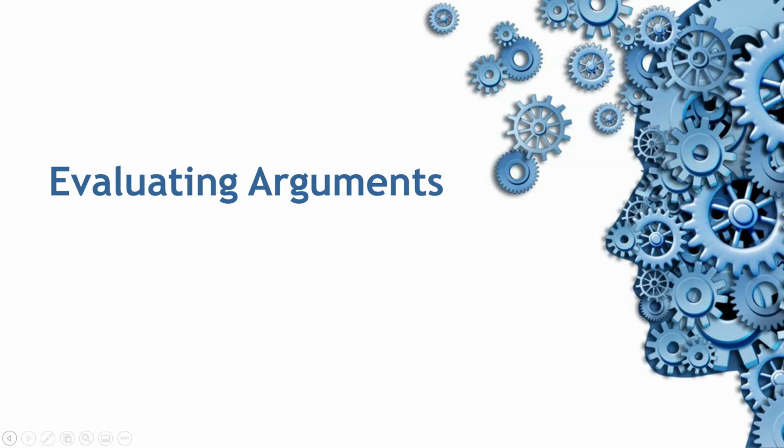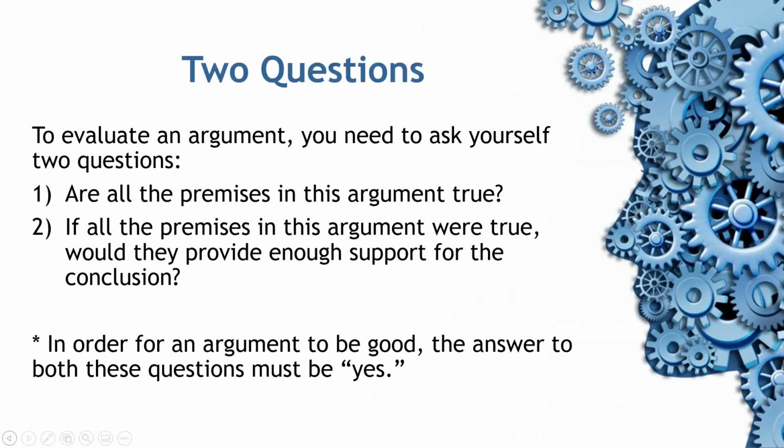What are we trying to accomplish when we're evaluating anything? We're assessing the value of something. We're assessing its worth. So when we're evaluating an argument, we're trying to determine whether the argument is good and we should accept the conclusion on the basis of the argument, or whether it's bad and we should not accept the conclusion on the basis of this argument. So how do we do that?